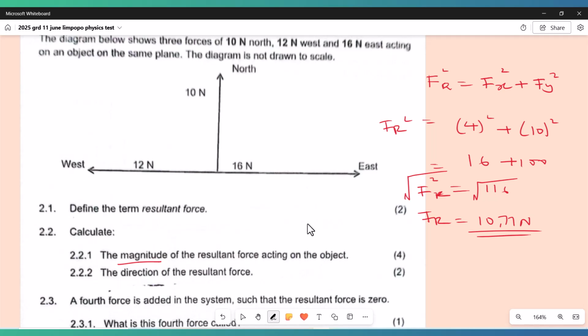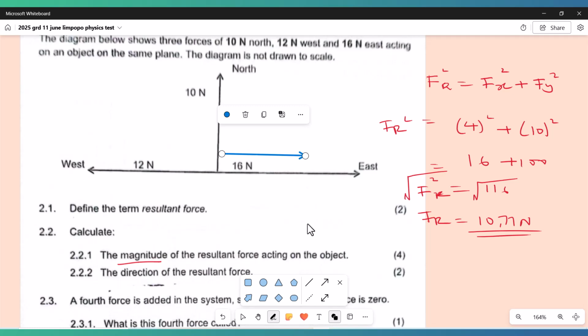Then they say here, direction of resultant. Now our direction here, because this is positive x and positive y, in this particular case our diagram will look like this. Okay, now down which is horizontal we see it is 4, right? It is 4.